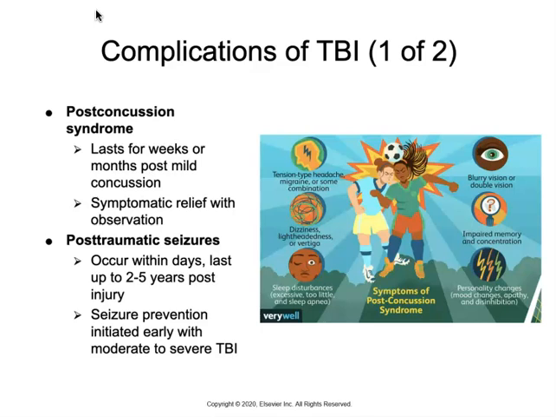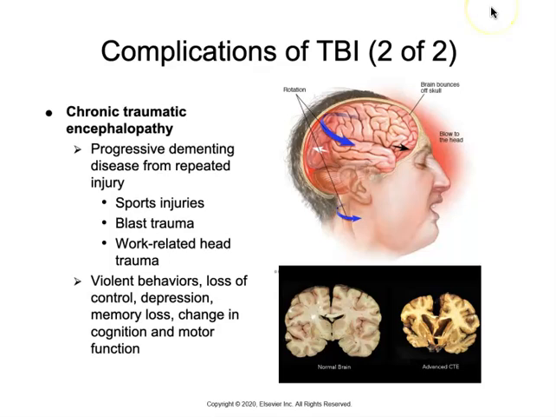Another complication is post-traumatic seizures. That often appears within days of the injury and sometimes persists for years. So in order to reduce the risk of this, we want to do early seizure prevention, which is going to be crucial in moderate to severe TBIs. And the last complication we'll discuss is chronic traumatic encephalopathy, also known as CTE.